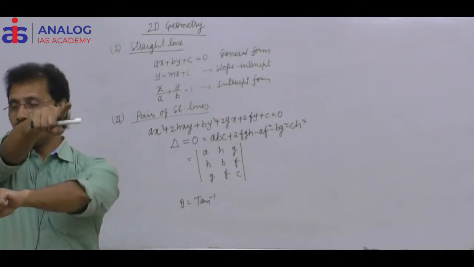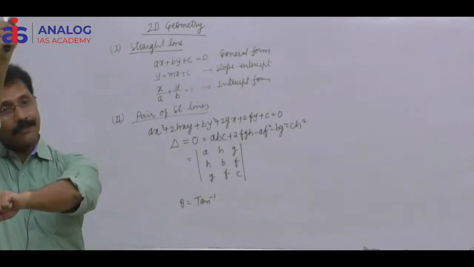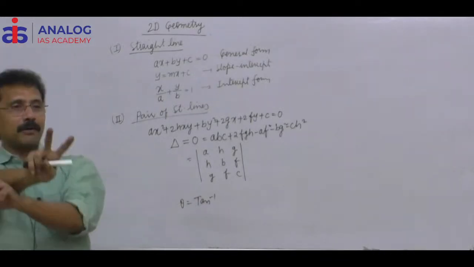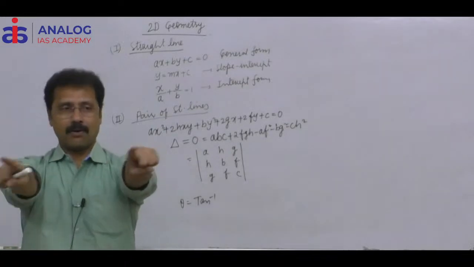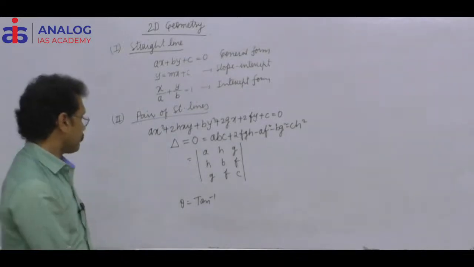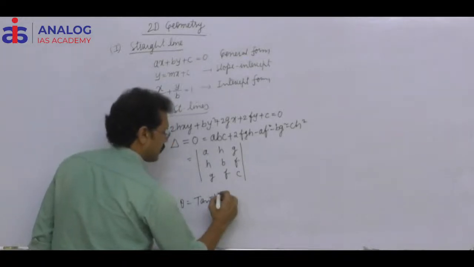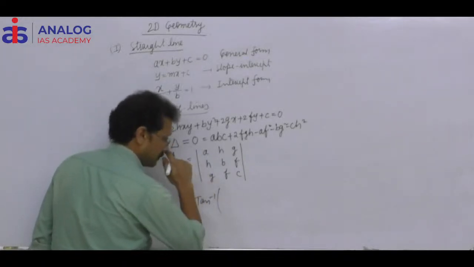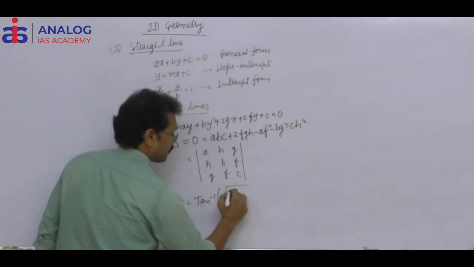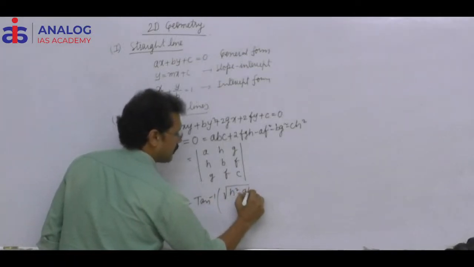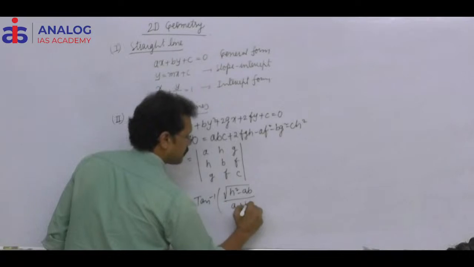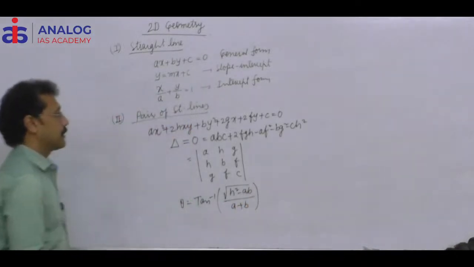These we call skew lines in 3D geometry. But in 2D geometry, we have only two scenarios, parallel or intersecting. That's it. So the angle between them is always given by tan inverse of root of h square minus ab by a plus b.